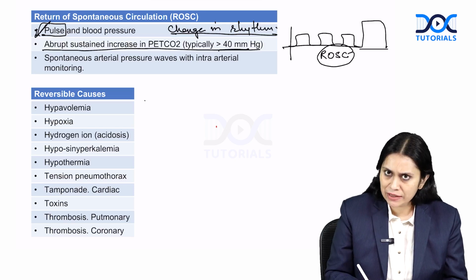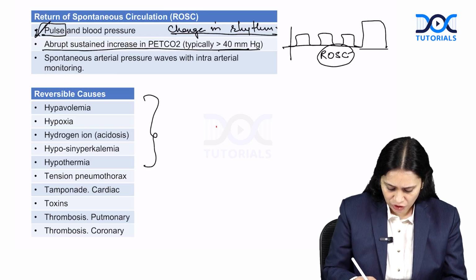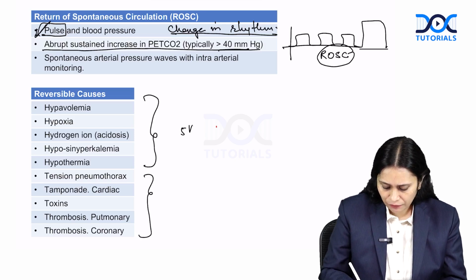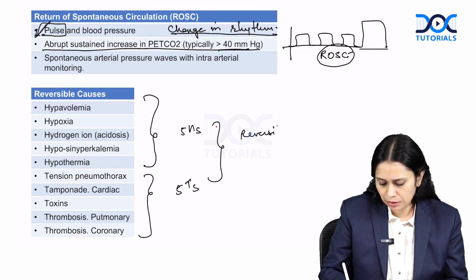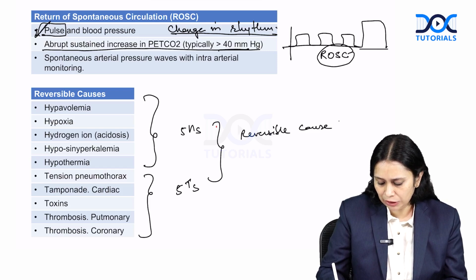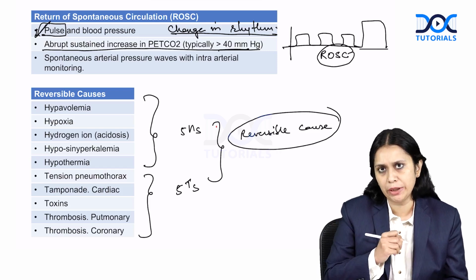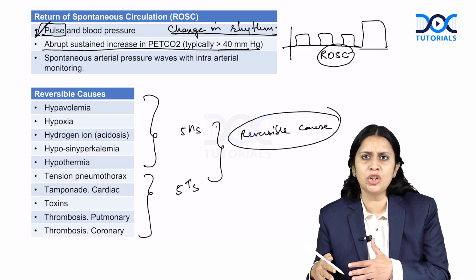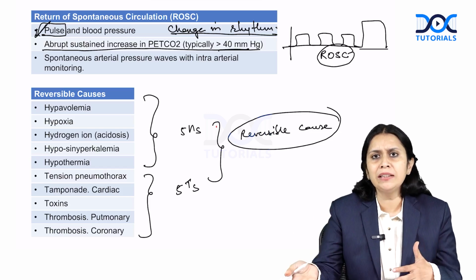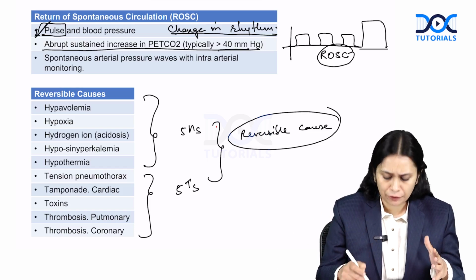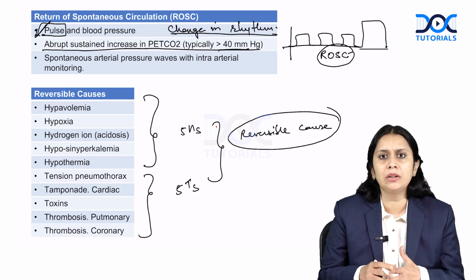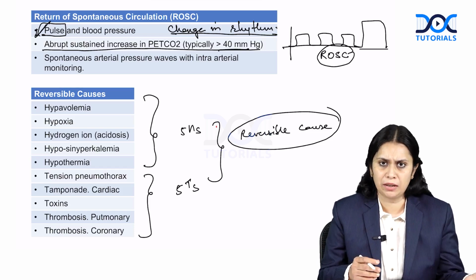And already I have discussed with you the 5Hs and 5Ts, which are the reversible causes of cardiac arrest. We need to identify them and treat them. So in between your resuscitation, if you have sent a sample and you receive the report, you can manage if you can see any of these reversible causes is leading to cardiac arrest, right?